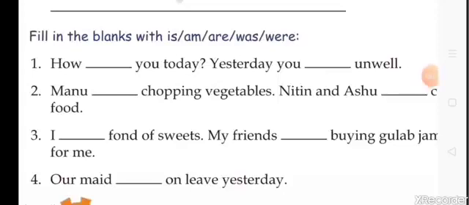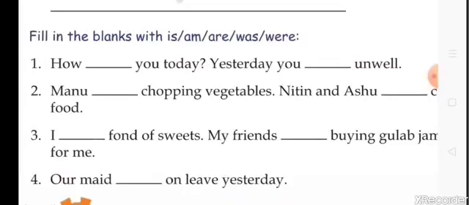Now let's discuss this exercise. The first one is: how dash you today. Yesterday you dash unwell. Now here is an interrogative sentence, so we are going to put: how are you today? Yesterday, because it's talking about past tense, we will write yesterday you were, because with you we are using were.